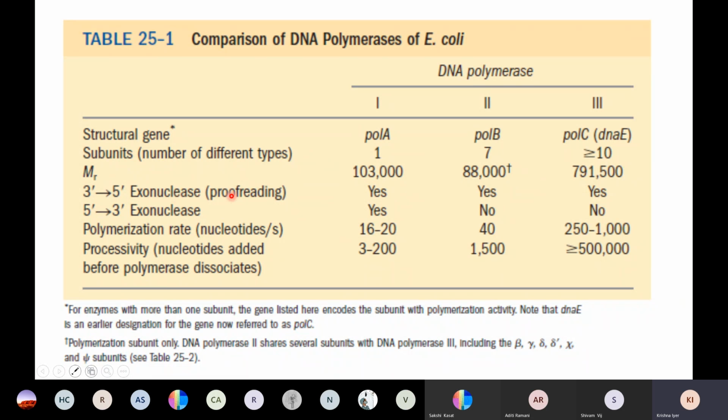Okay, we'll see what that proofreading means. It also had a nice polymerization rate, about 20 nucleotides per second it could add. And it could add up to 200 at a time, before which it would simply fall off from the template and stop, and then maybe another polymerase would come and start from that point. Okay, but then at that point, the excitement of discovering the polymerase more than compensated for the fact that some of these properties are not actually suitable for replication of E. coli.